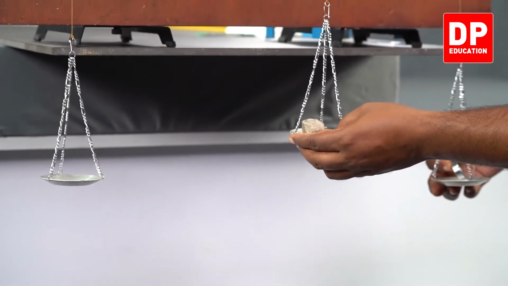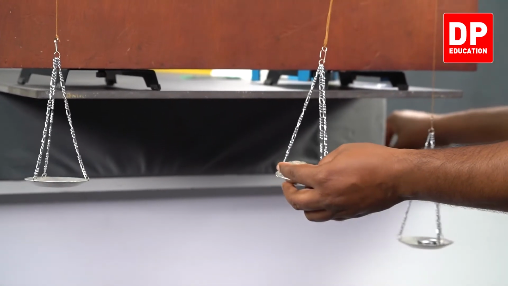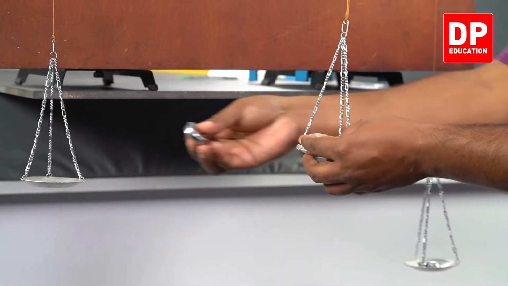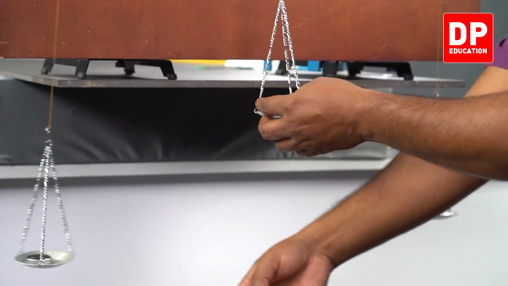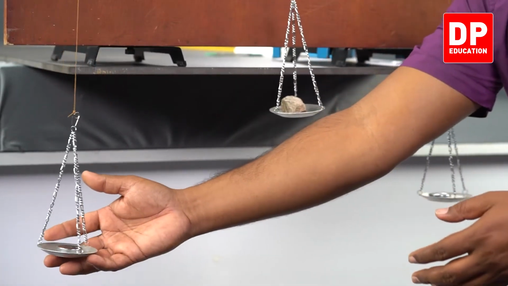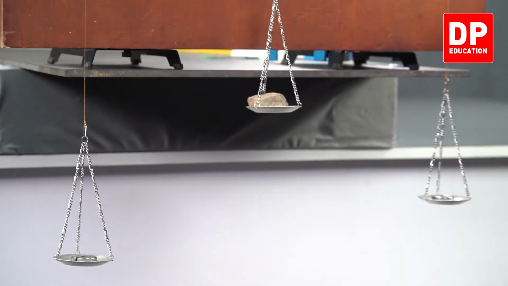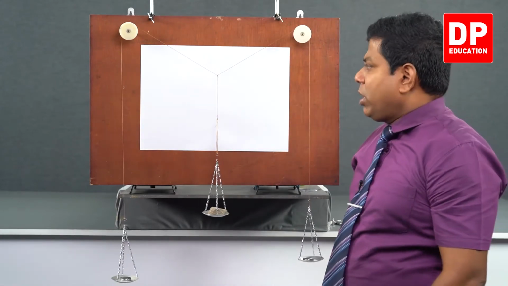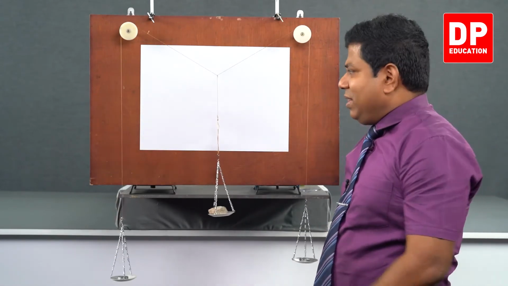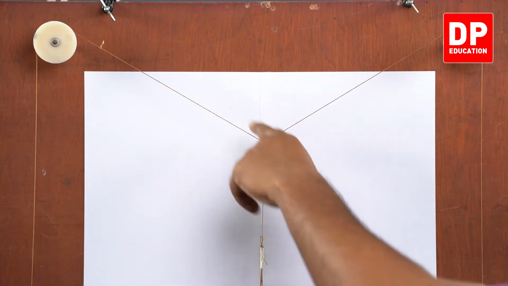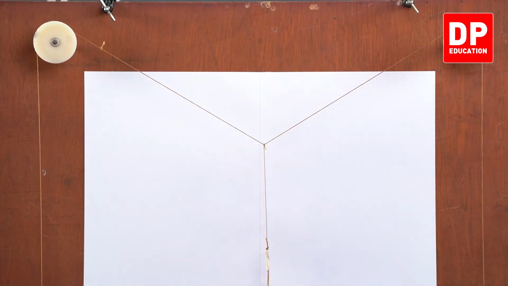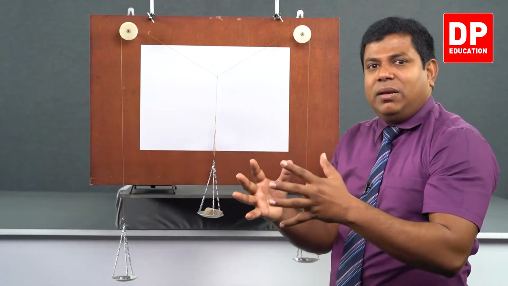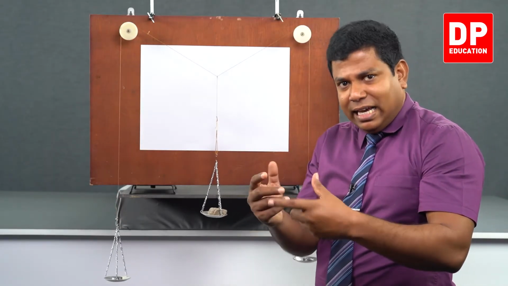I am keeping a 50 on this side and another 50 on the other side. It is in equilibrium. I will be able to complete a parallelogram, but look at this, this point is so high. So what happens, the parallelogram comes in just one part of the paper only. I will not get a sizable parallelogram, then the errors can be high.